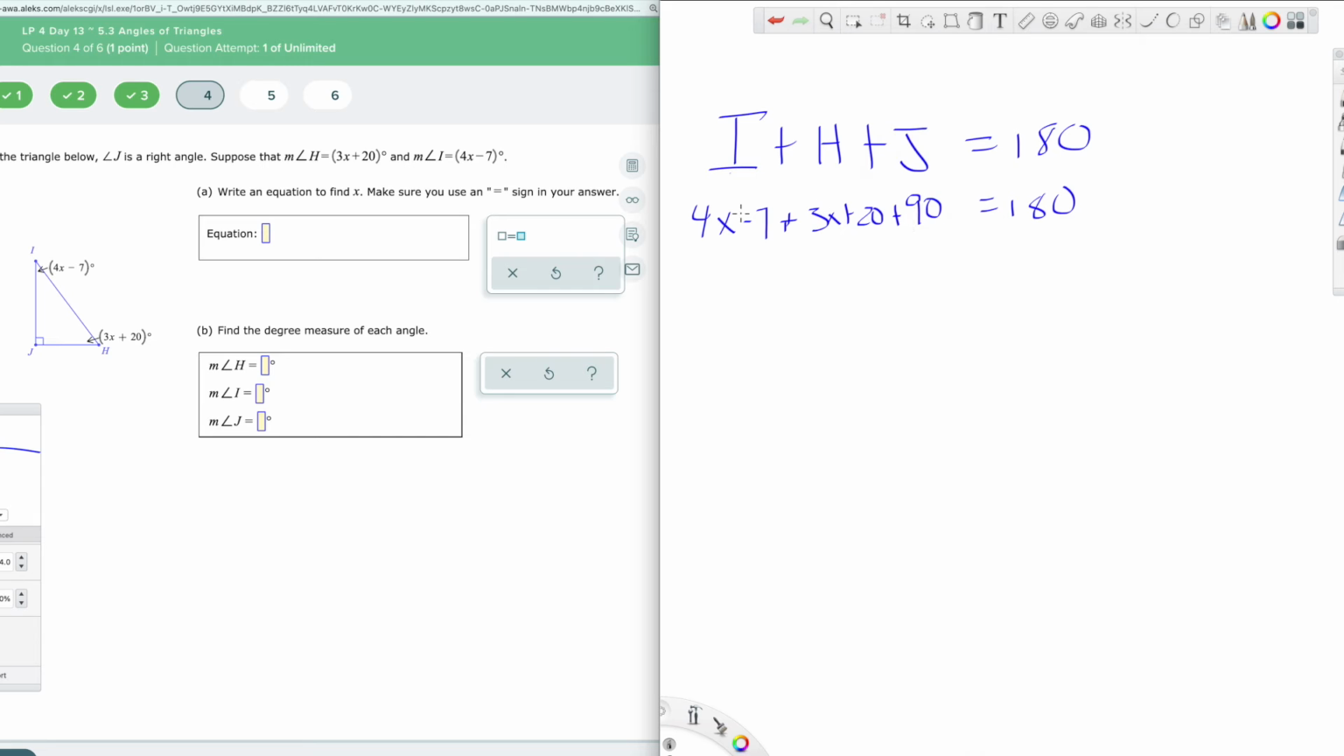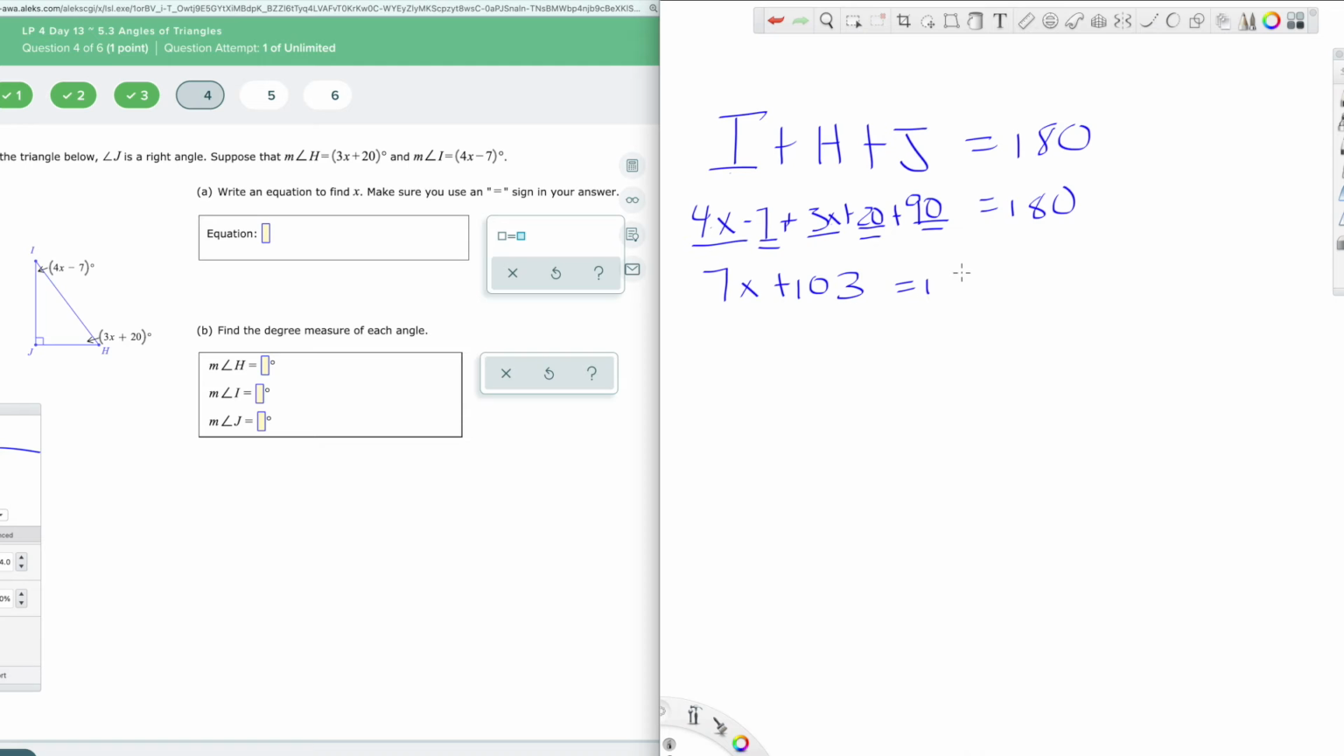So we're going to add like terms. So we get 4 plus 3 is 7x, and then I have negative 7, positive 20, and positive 90. So let's see, that would be 110 if I did 90 plus 20. Minus 7, that gives me 103.